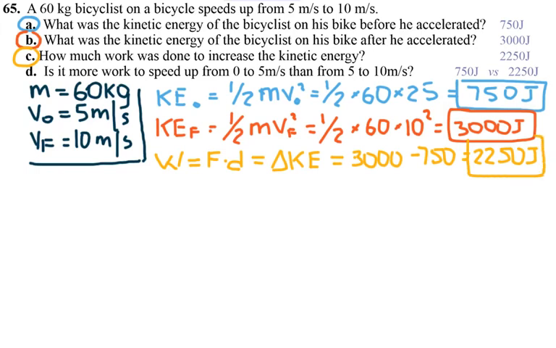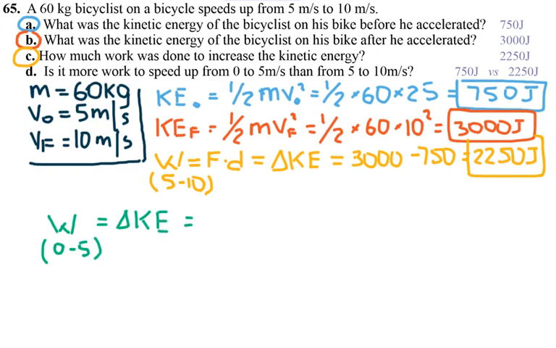And the last one is, is it more work to speed up from 0 to 5, or is it more work from 5 to 10? So I need to figure out what was work. The work from 0 to 5 meters per second would be change of the energy between 0 and 5 meters per second.